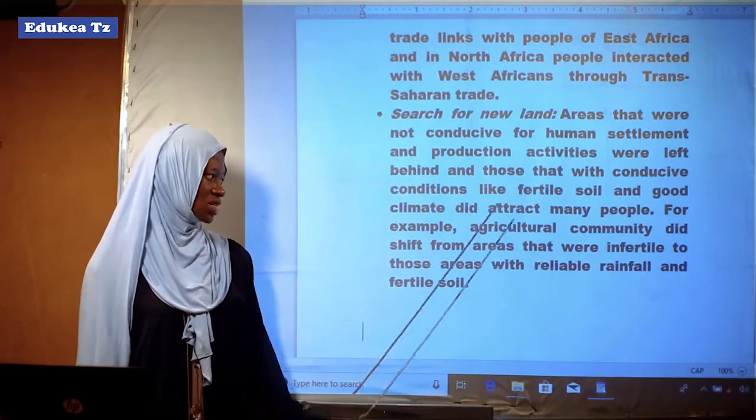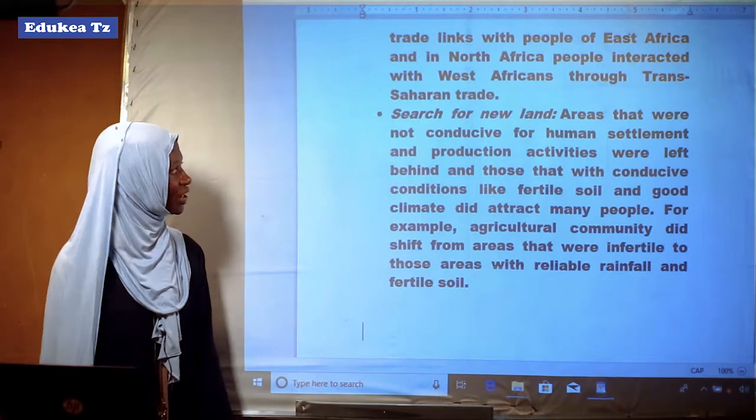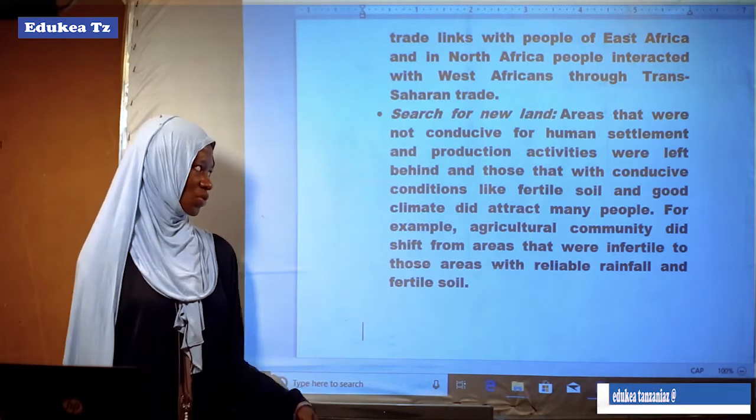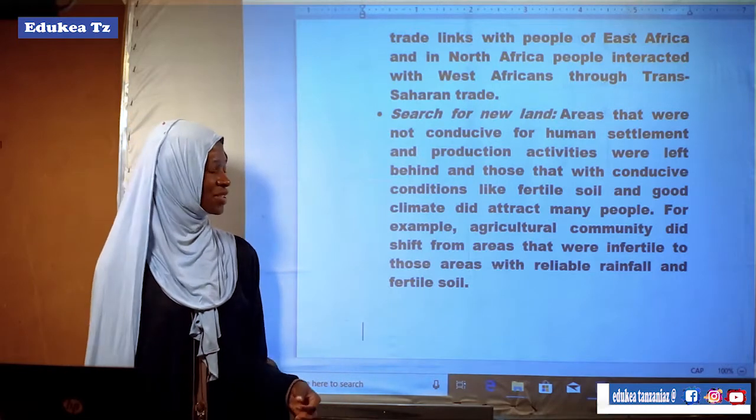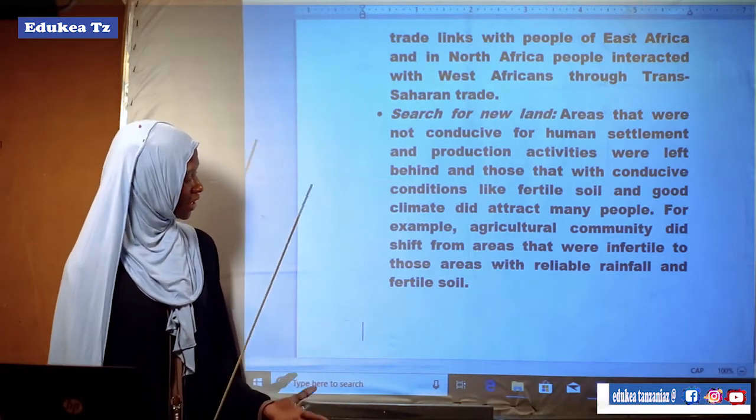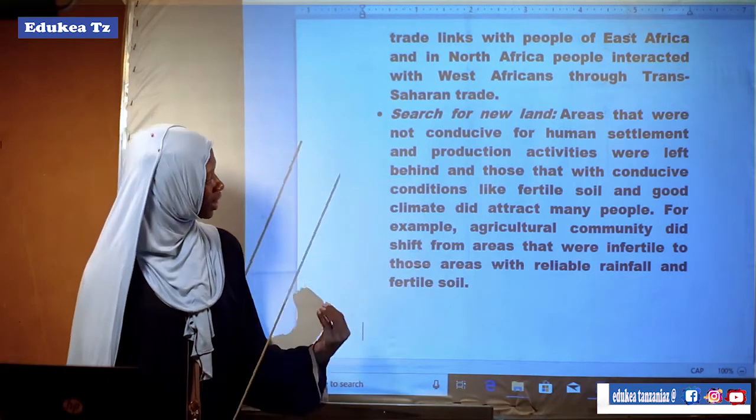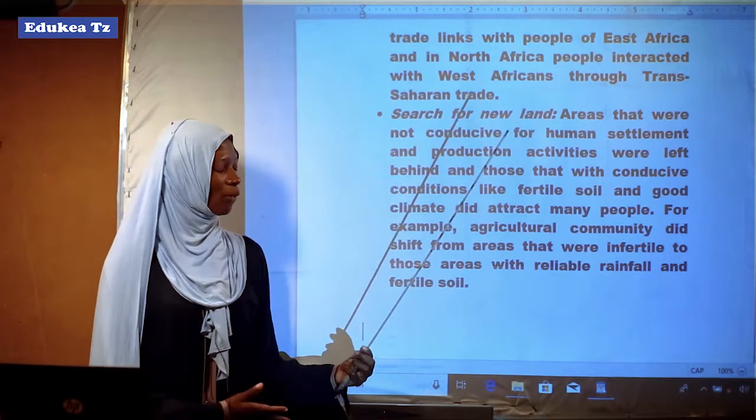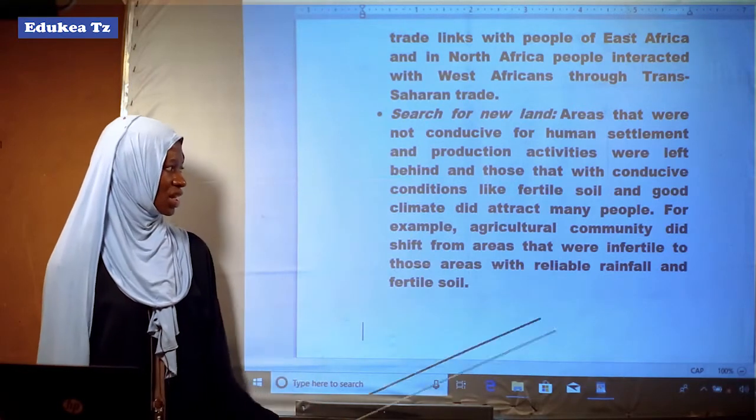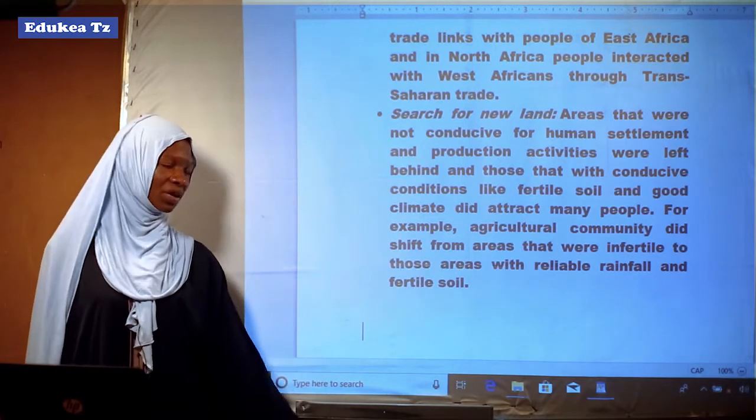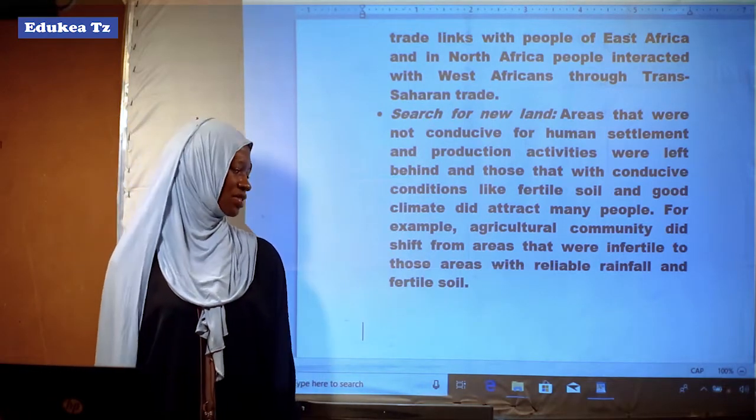For example, agricultural communities did shift from areas that were infertile to areas with reliable rainfall and fertile soil, searching for new land. As we know, most African societies were farmers, involved in cultivation of crops. So, if the area was not suitable or did not support farming activities, the area forced the people to move and find an area which would support cultivation, like an area with fertile soil and good climatic conditions with reliable rainfall, in order to succeed in agricultural activities.